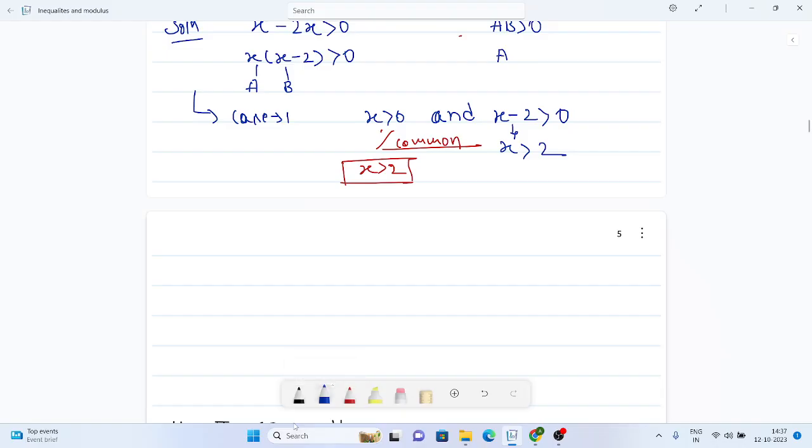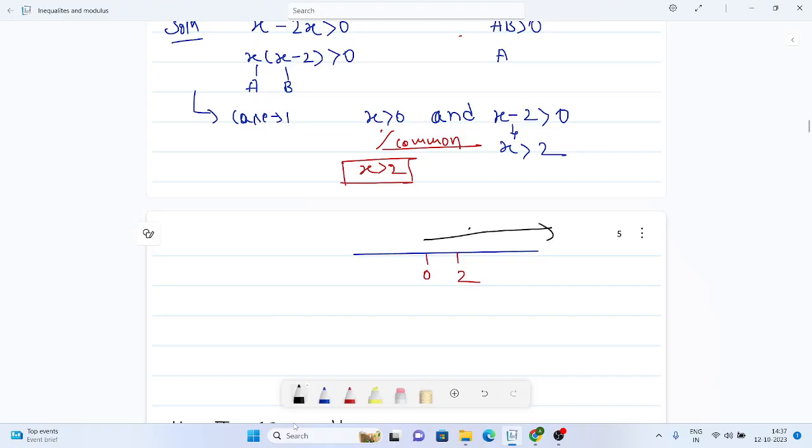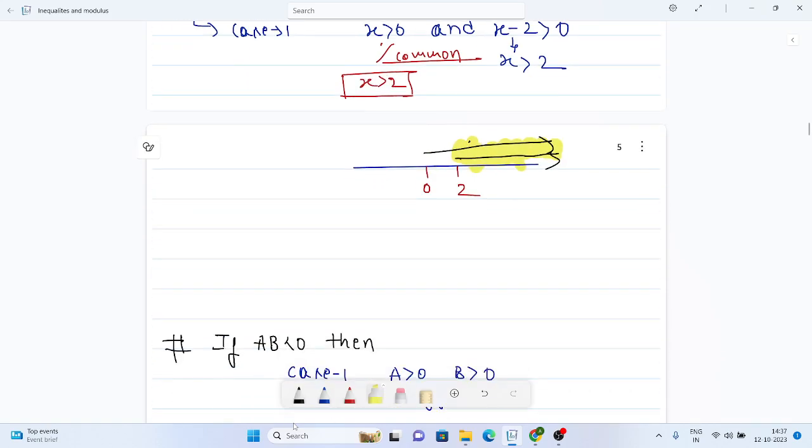What is the number line? Let's say I take two numbers on the number line, one is 0, another is 2. What solution do we get? First is x is greater than 0 and second is x is greater than 2. And what is the common solution? The common solution is x is greater than 2. Okay, similarly we do for case 2.